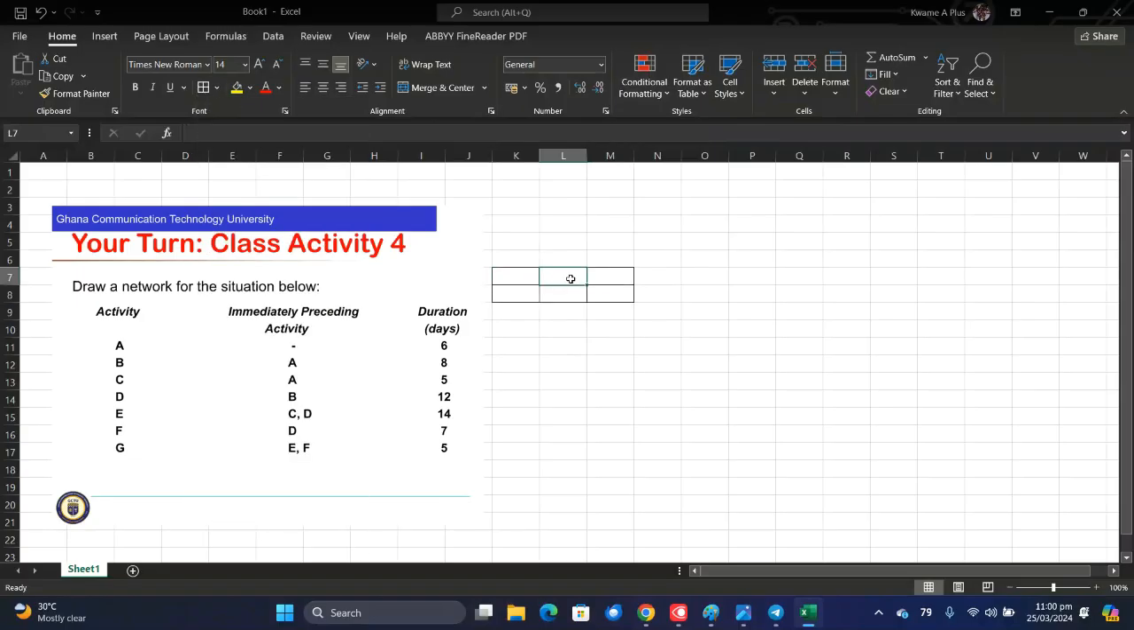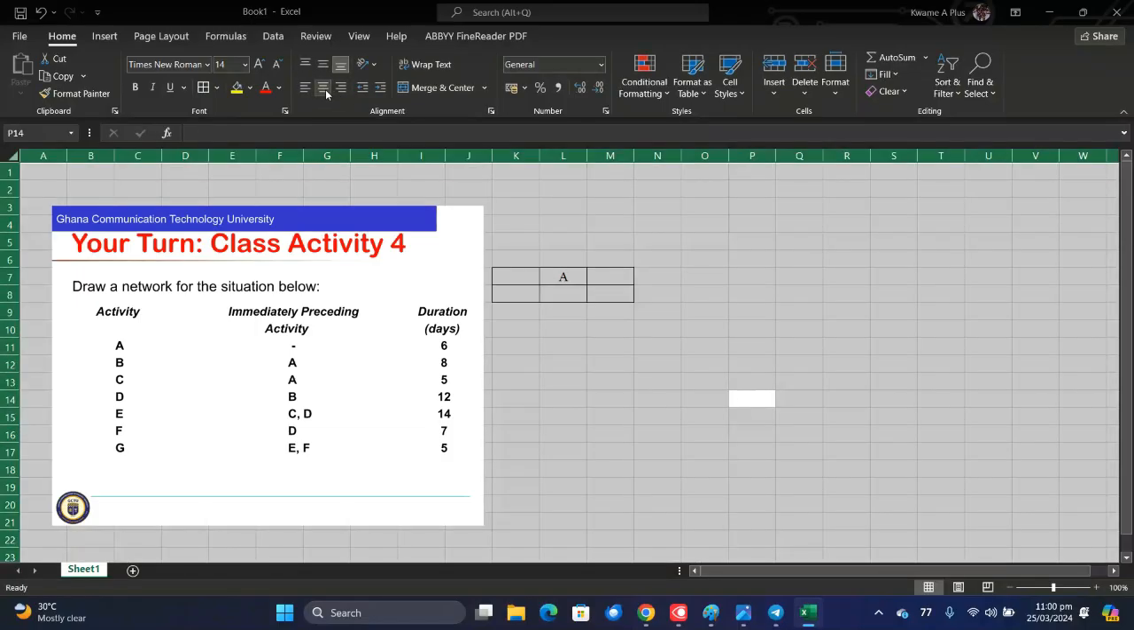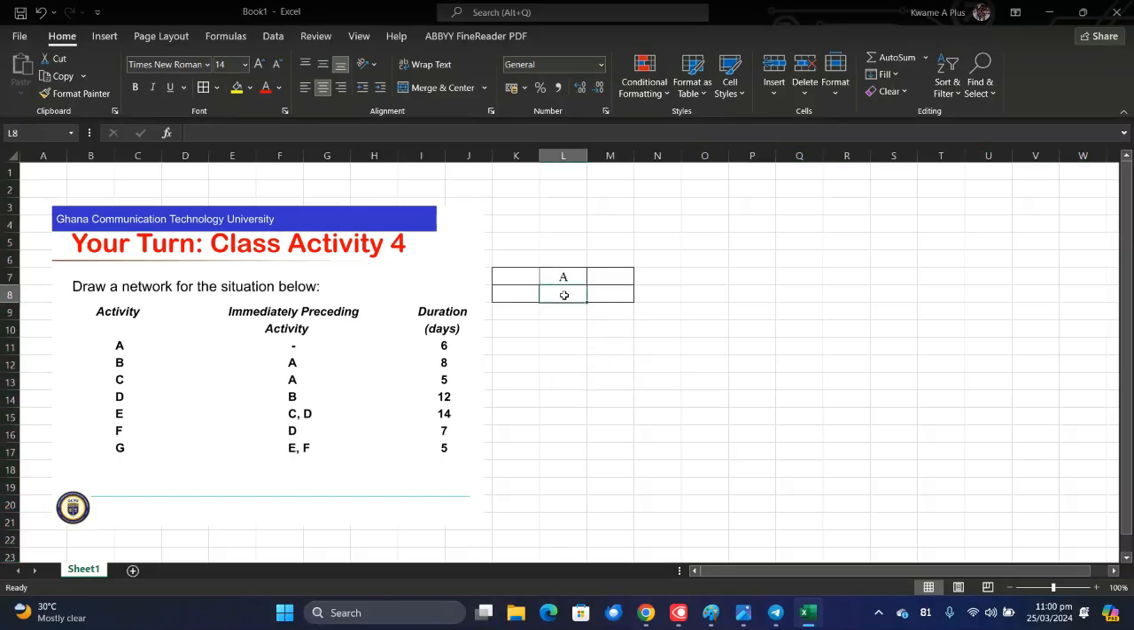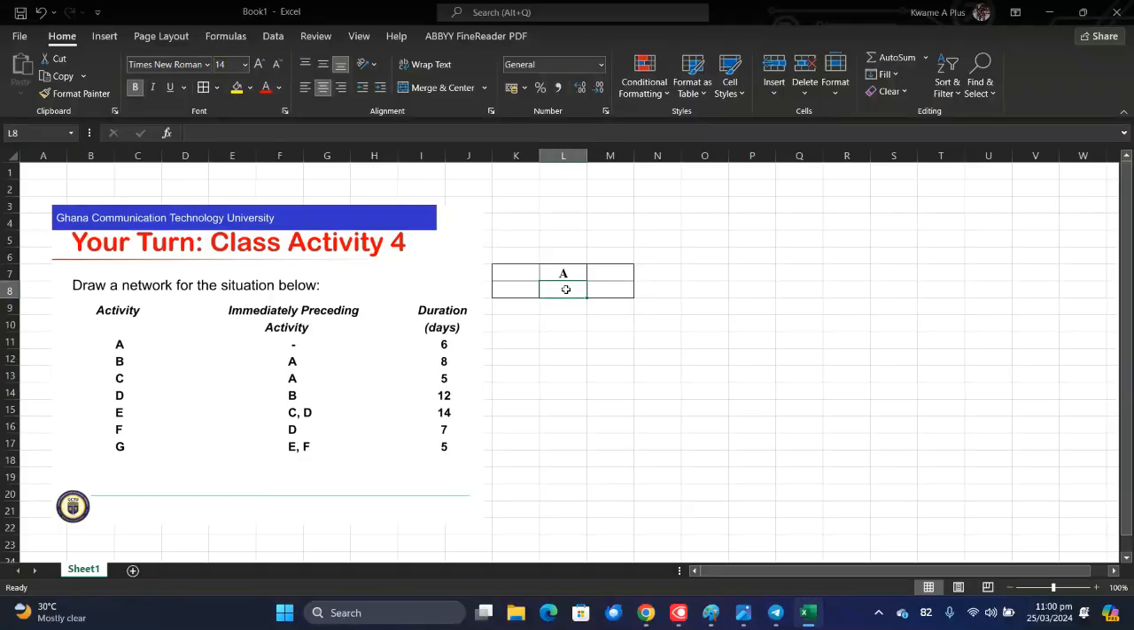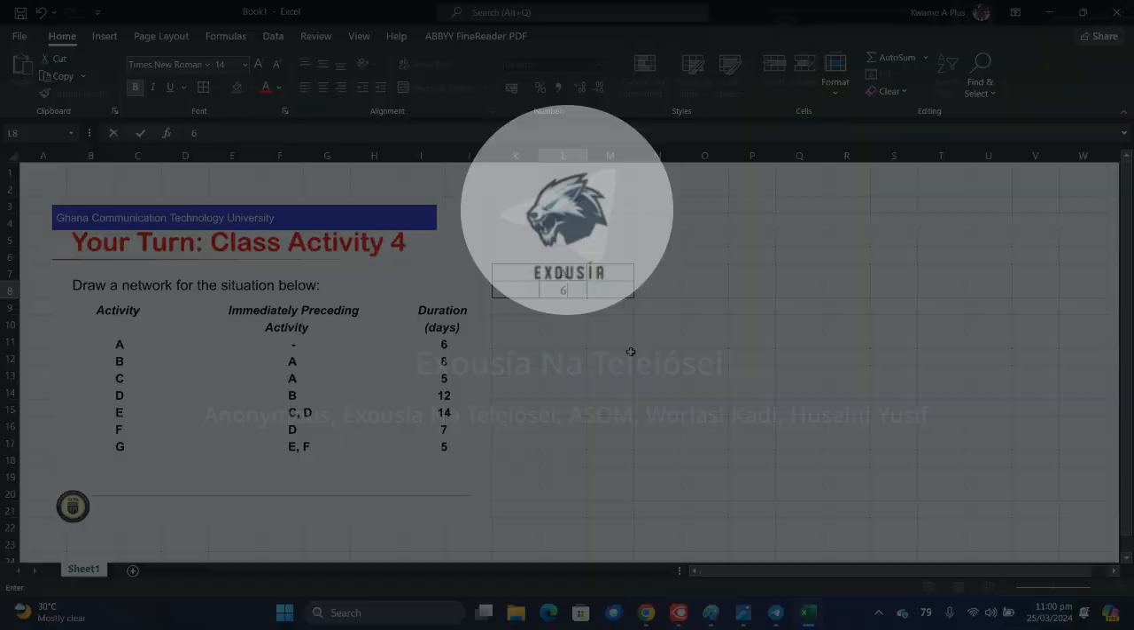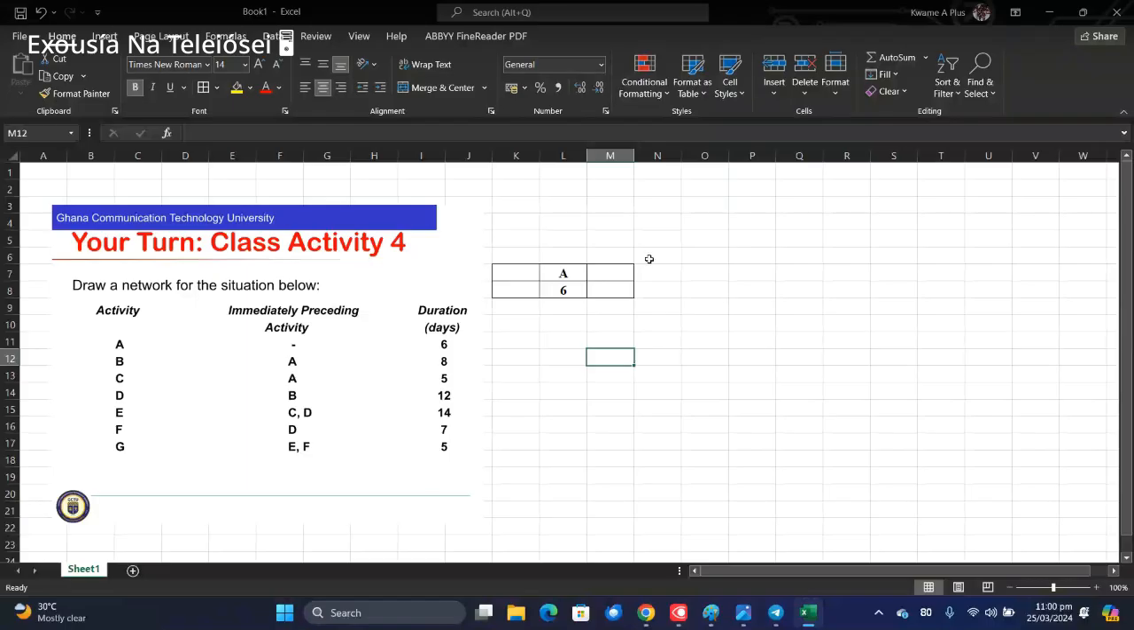So we write A, and let me make them all justify aligned here. And this is 6 days or 6 weeks. Yes, and then A precedes B. Meaning A precedes B. I will get an arrow.